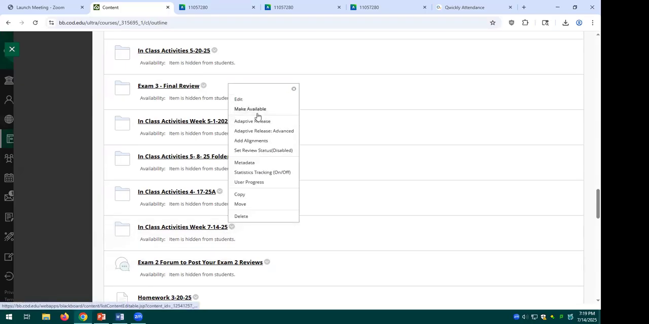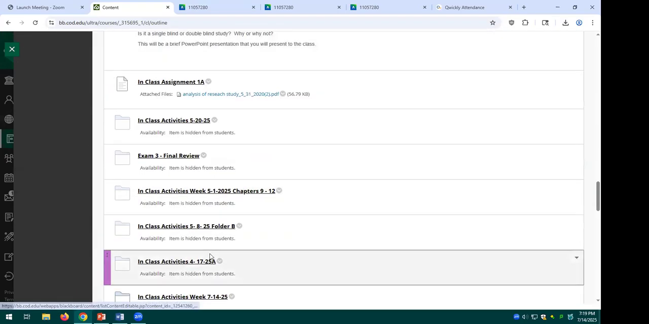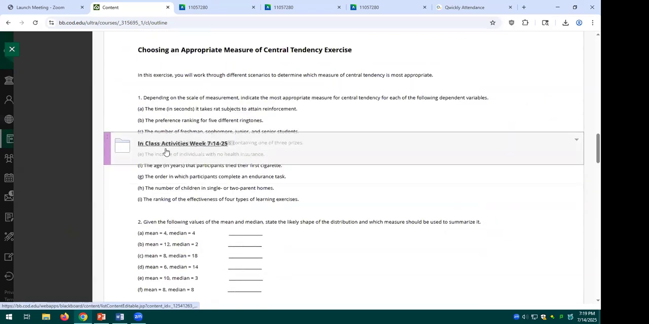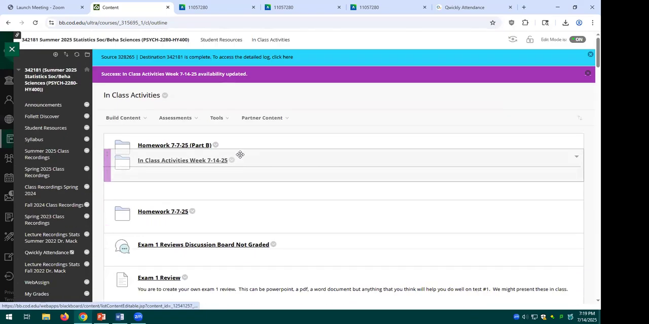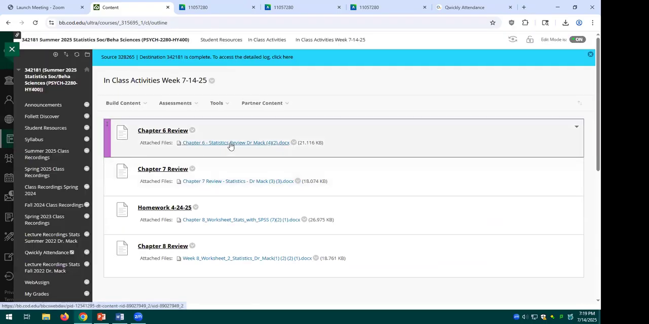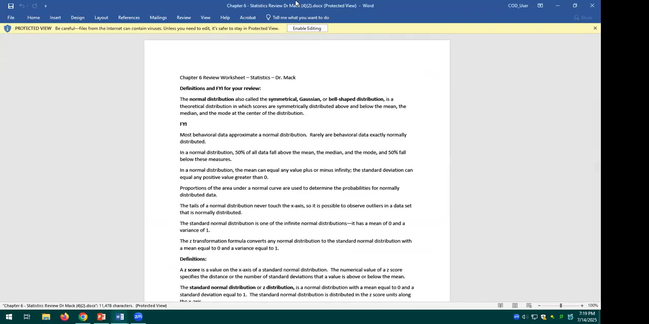Move this, make available. And then we're gonna move this up. And probably just the activities. So you're looking for in-class activities, because that was the end of that worksheet. You can just submit that. This week, you're looking at chapter 6, this is review, Dr. Mac. And then enable editing.